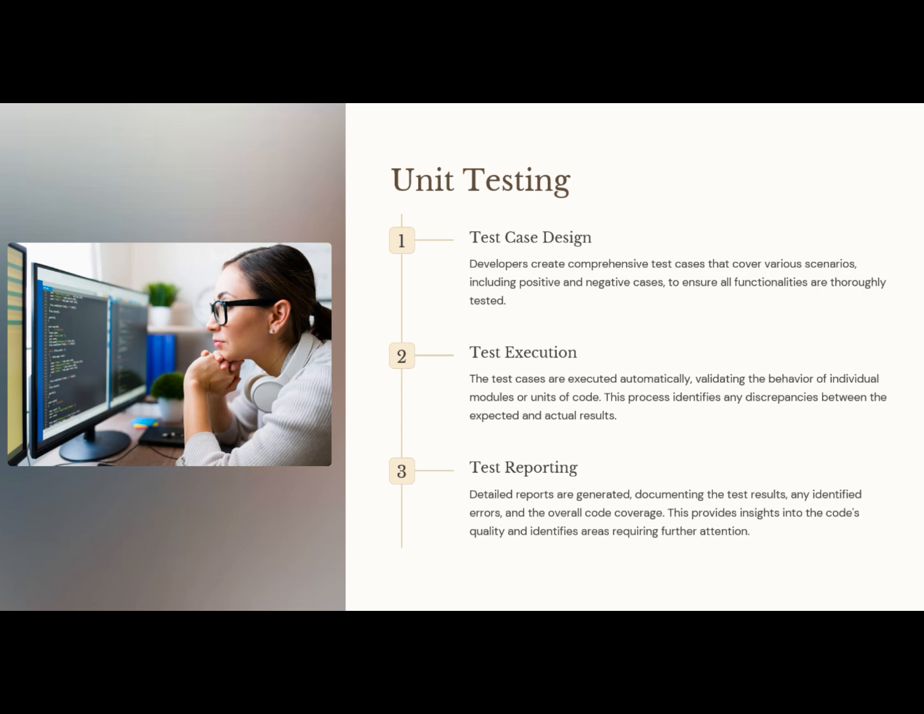Second, test execution. The test cases are executed automatically, validating the behavior of the individual modules or units of code. This process identifies any discrepancies between the expected and actual results. Third, test reporting. Detailed reports are generated documenting the test results, any identified errors, and the overall code coverage. This provides insights into the code's quality and identifies areas requiring further attention.